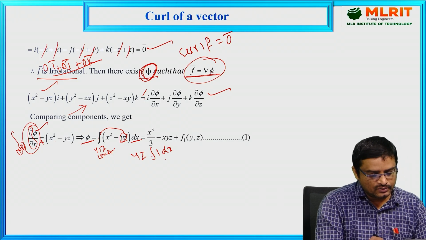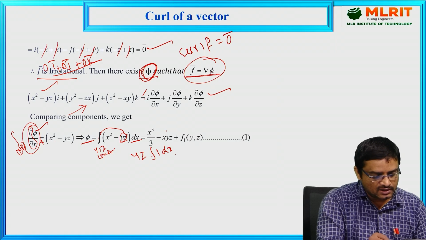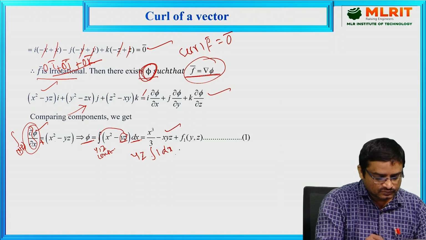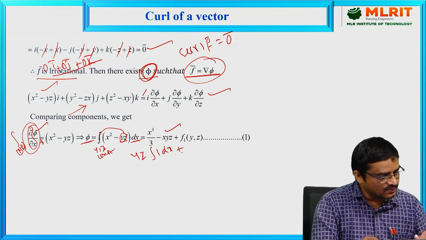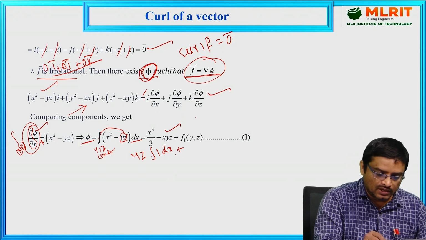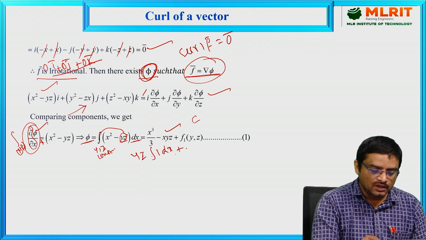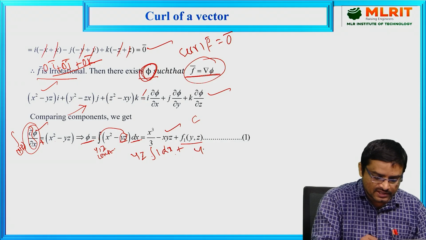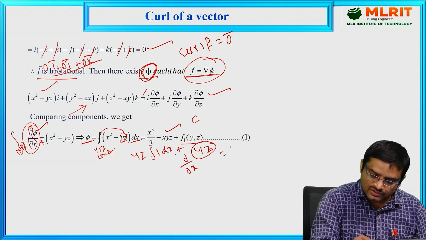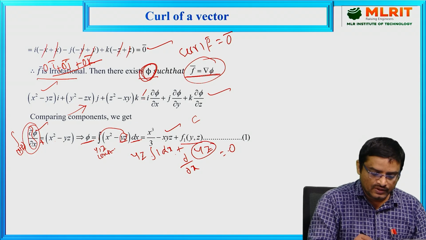Integral of 1 into dx, that is x into yz, xyz. And we have to add some integral constant here. Since you are applying the partial derivative, that constant may be a constant, or you may have a function in terms of y and z. Suppose you have the function yz, if we apply the partial derivative with respect to x here, this also becomes 0. We don't have any problem.